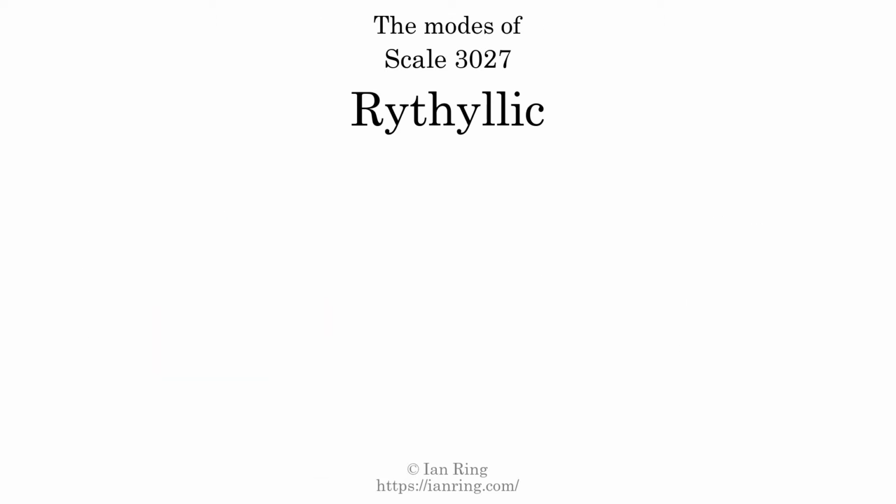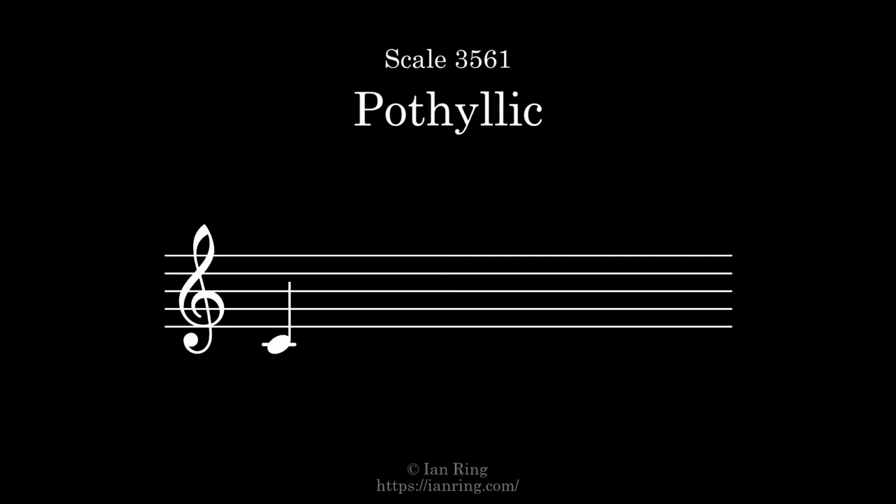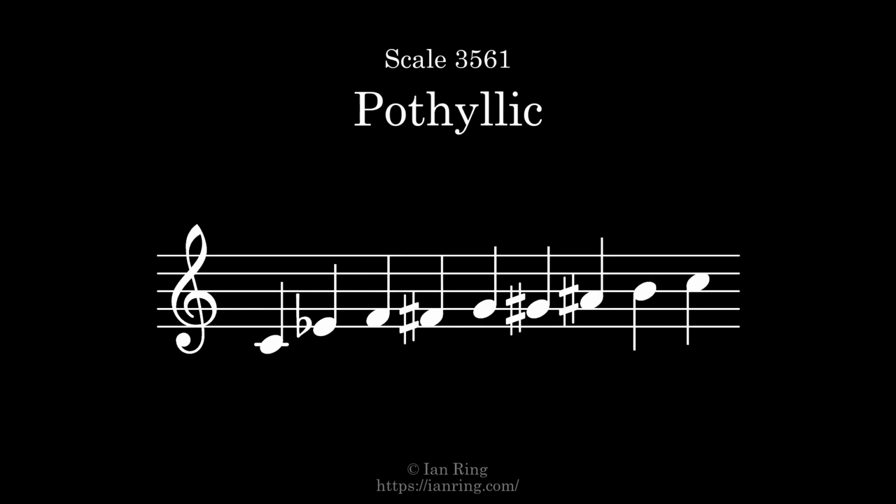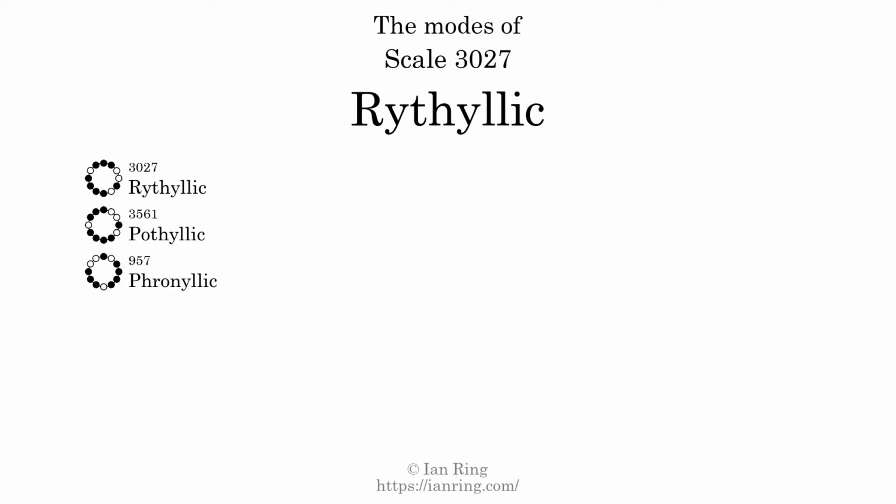This scale has 8 modes. The first mode is itself. The second mode is Scale 3561, also known as Rythyllic. It sounds like this. The third mode is Scale 957, also known as Rythyllic. It sounds like this.